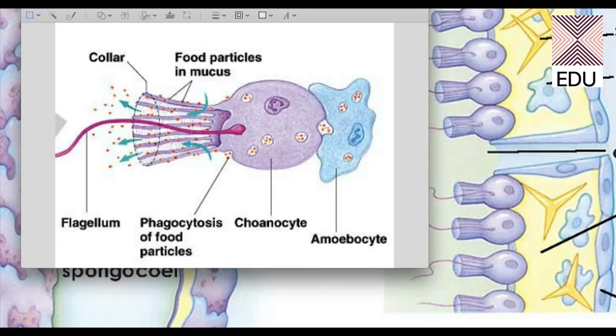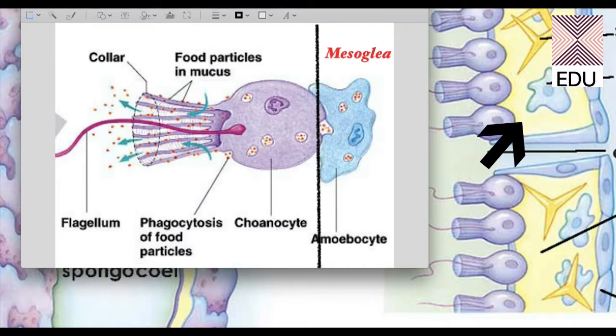So in the choanocyte the digestion is partial, and this partially digested food is passed to the amoebocytes which are present in the mesoglea. Here I have demarcated the mesoglea. On the right side of this black line is the mesoglea, the yellow layer. You can see the yellow layer over here also. This is one amoebocyte which is present in the mesoglea.